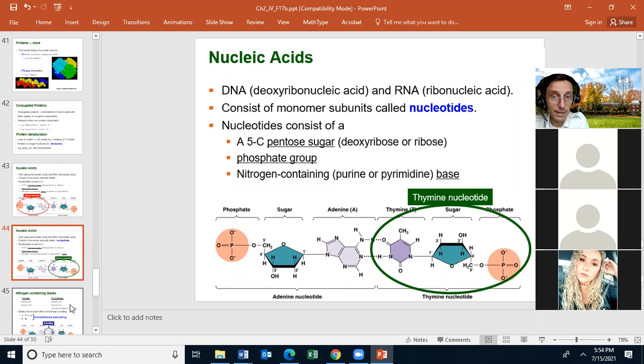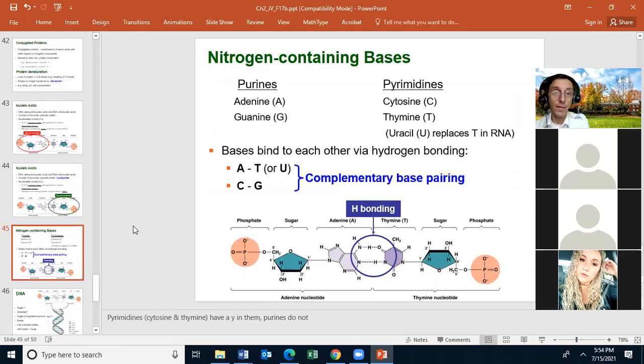I've already talked about that. There are two types of nitrogen-containing bases. There are purines and there are pyrimidines. For DNA, the purines are adenine or A, and guanine or G. I don't care how you remember that, but you should know the names adenine or A and guanine or G for the nitrogen-containing base of the nucleotide.